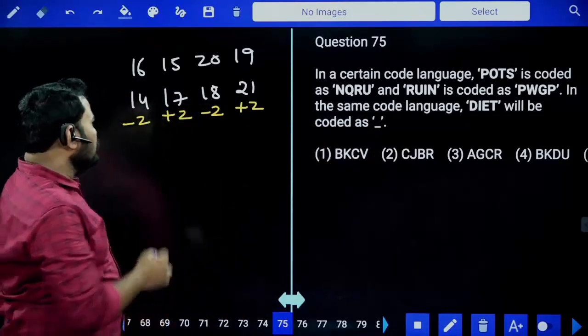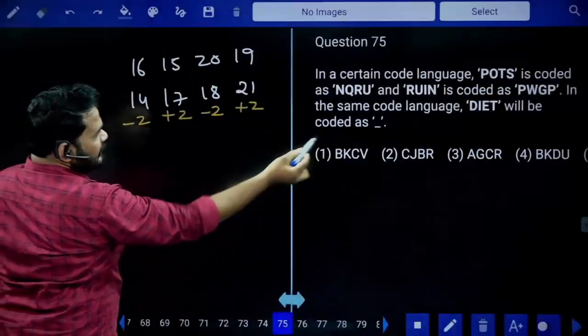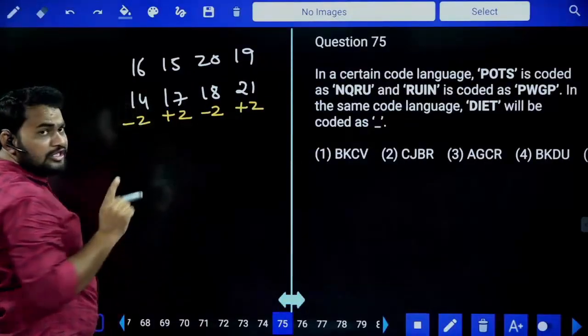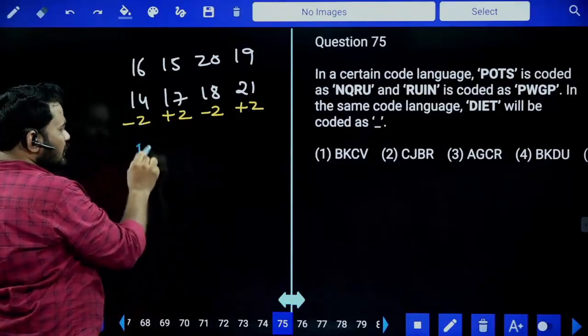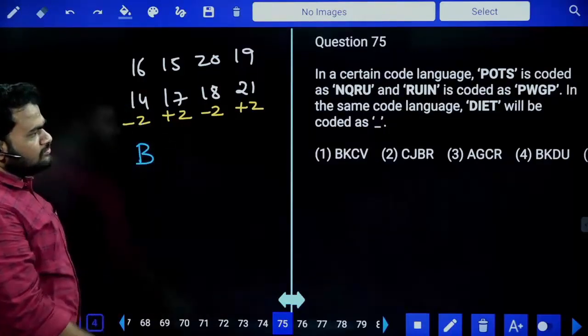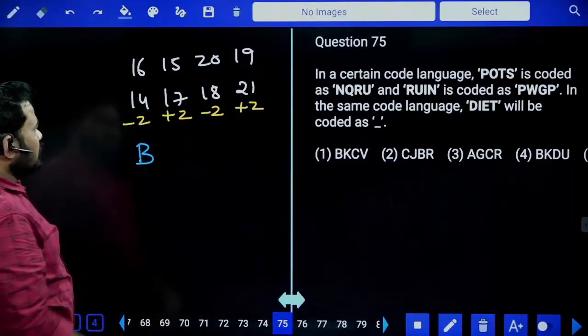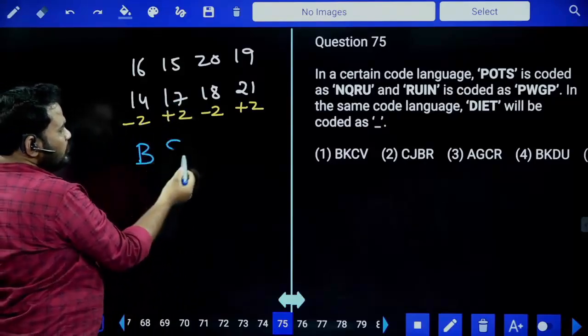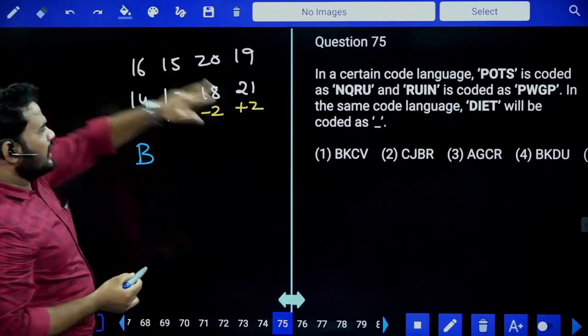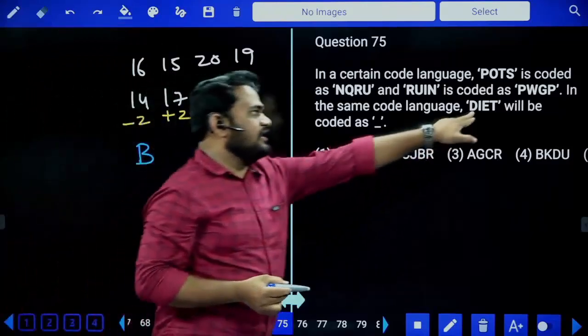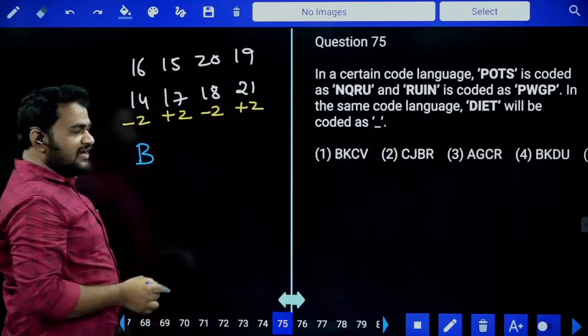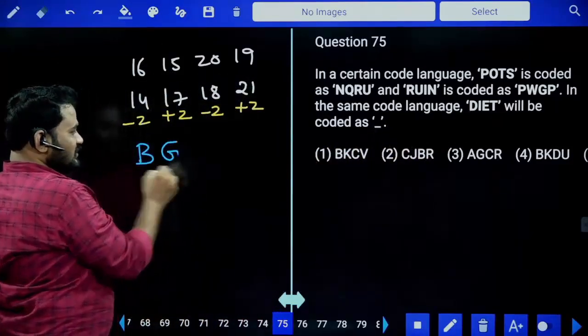We need to decode the word. As D is 4, 4 minus 2 is 2. The second letter in the English alphabet is B. So the answer must be starting with B. Next, the second letter here is I. 9 minus 2 is required. 9 minus 2 is nothing but G.